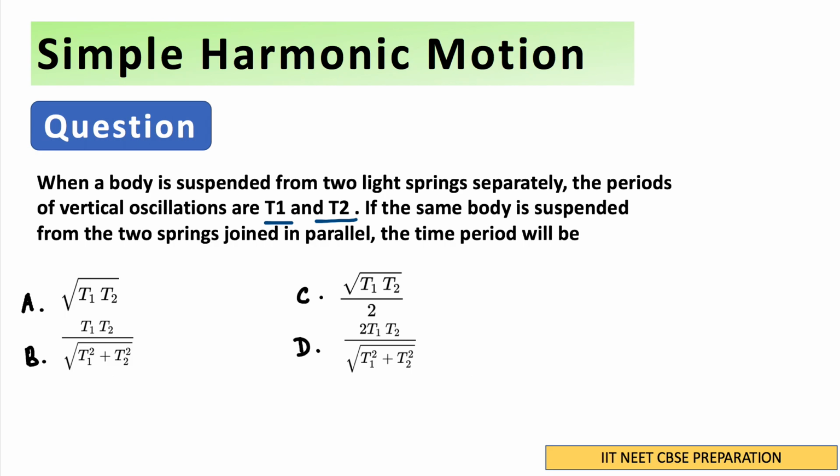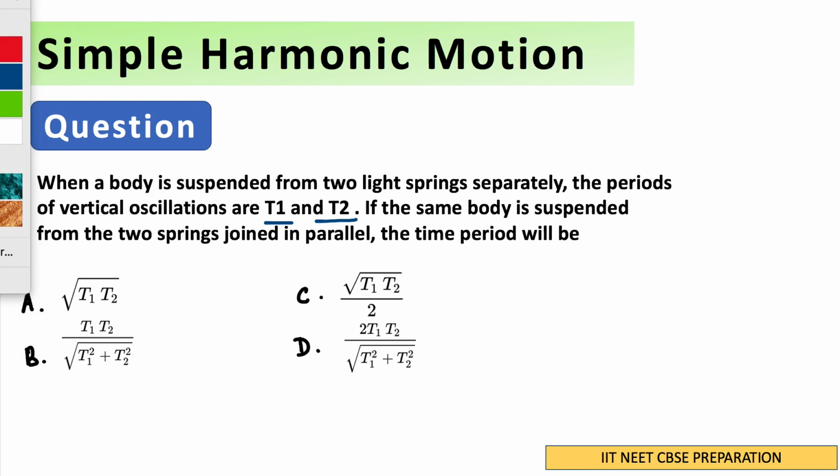Okay, hi guys. Let us take a look at this question. It says that when a body is suspended from two light springs separately, the periods of vertical oscillations are T1 and T2. And if the same body is suspended from the two springs joined in parallel, what is the time period? So let's quickly understand, using a diagram.